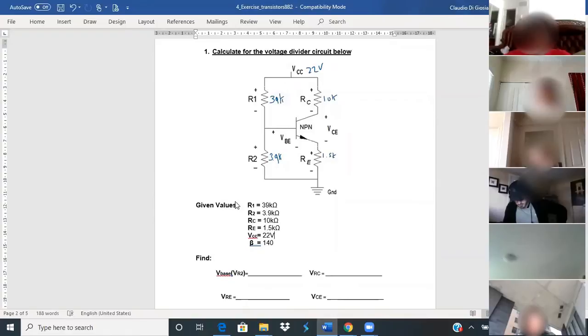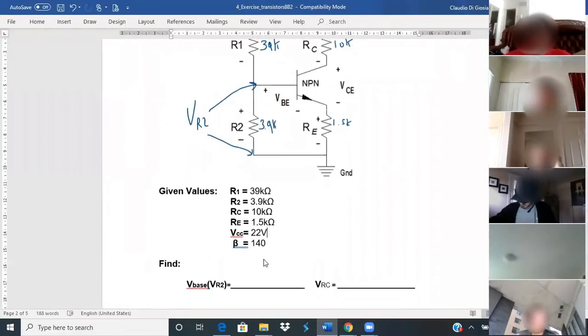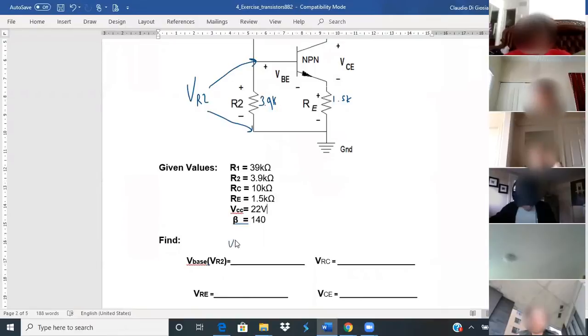And so the first thing we do is find out what the voltage is across VR2, between this point here, which is the base, and the ground. So VR2. The formula for VR2 is VCC multiplied by R2. So it's called a voltage divider. R2 over the sum of R1 plus R2.